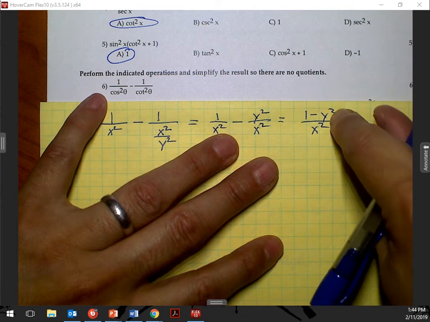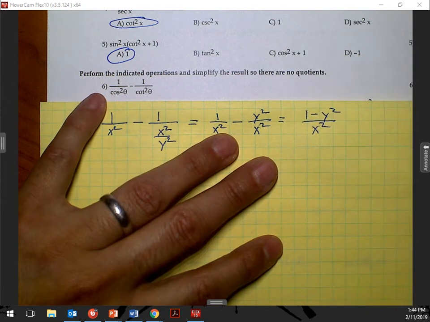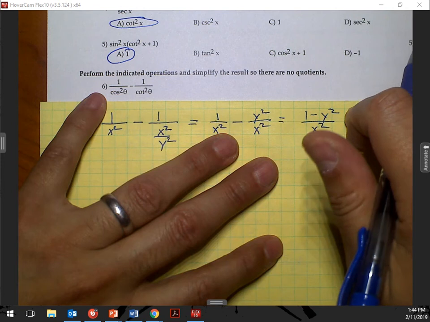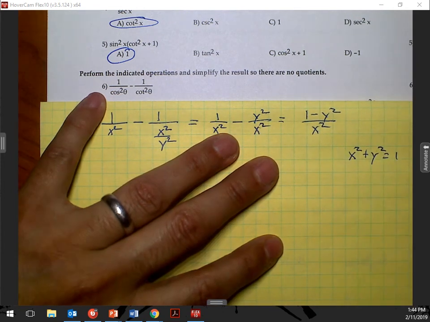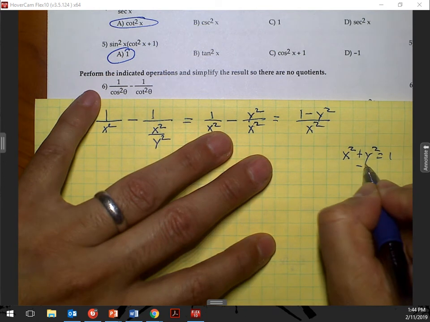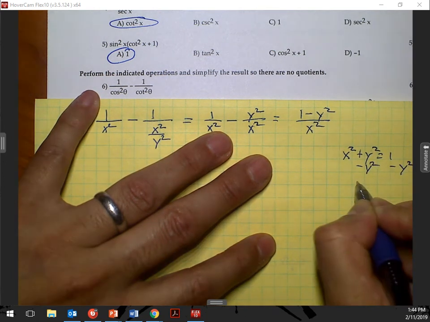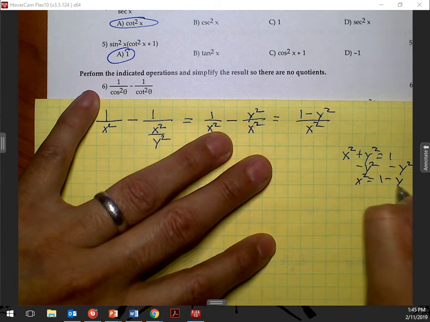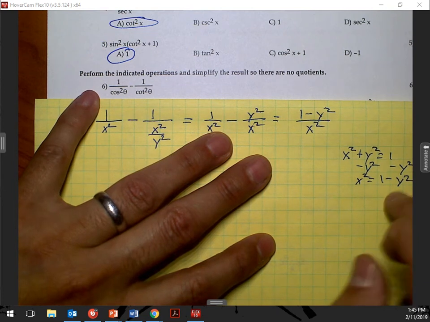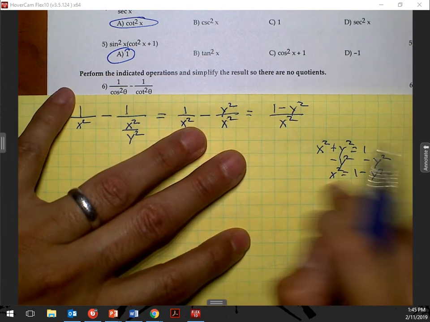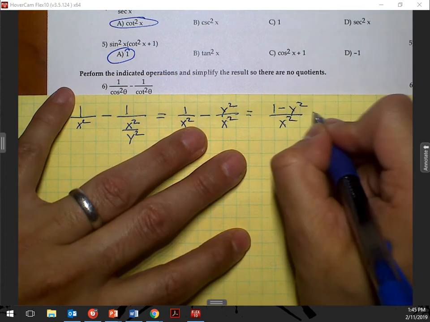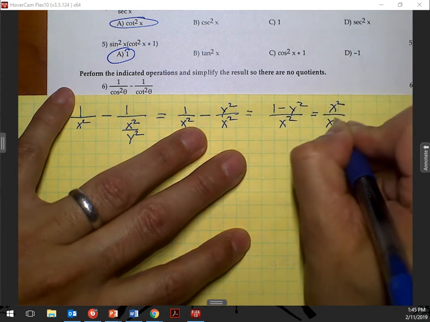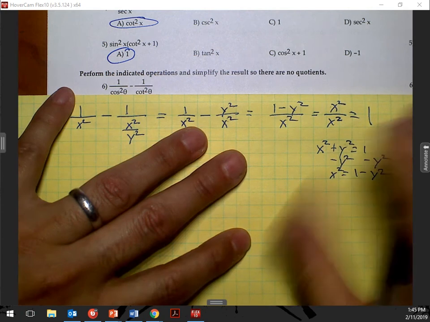Is there an identity here? What is 1 minus y squared? It is x squared, right? Do you guys remember? x squared plus y squared equals 1, right? So if I subtract y squared, I'm left with x squared is equal to 1 minus y squared. And you can do the same thing with the x's too. So it is an identity. So I'm going to replace 1 minus y squared with what? So that's going to give me x squared over x squared, which is 1.